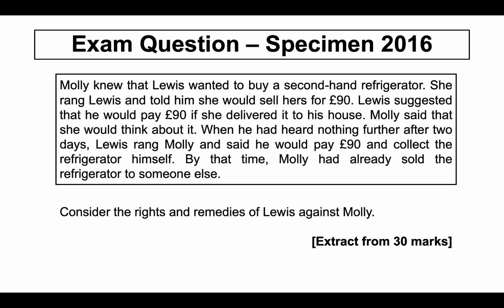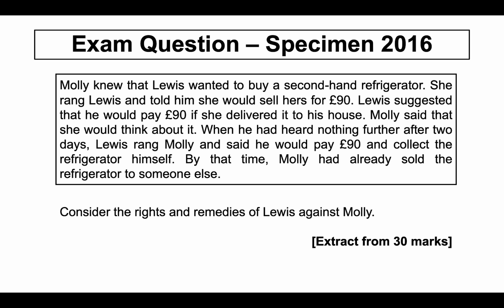Molly knew that Lewis wanted to buy a second-hand refrigerator. She rang Lewis and told him she would sell hers for £90. Lewis suggested that he would pay £90 if she delivered it to his house. Molly said that she would think about it. When he had heard nothing further after 2 days, Lewis rang Molly and said he would pay £90 and collect the refrigerator himself. By that time, Molly had already sold the refrigerator to someone else.